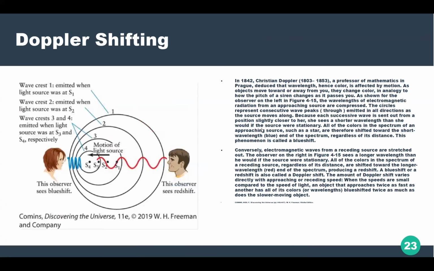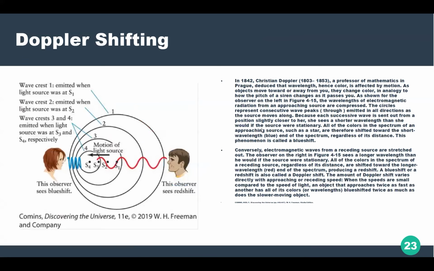The circles represent consecutive wave peaks emitted in all directions. The source position is slightly closer to her. She sees a shorter wavelength than she would if the source were stationary. All of the colors in the spectrum of an approaching source, such as a star, are therefore shifted towards the short wavelength, blue, end of the spectrum. Regardless of the distance, this phenomenon is called blue shift.